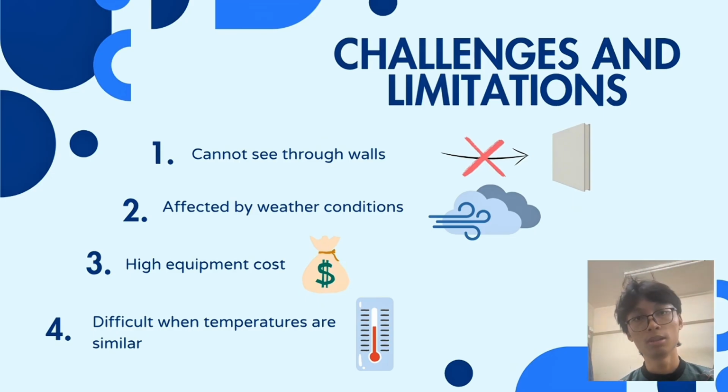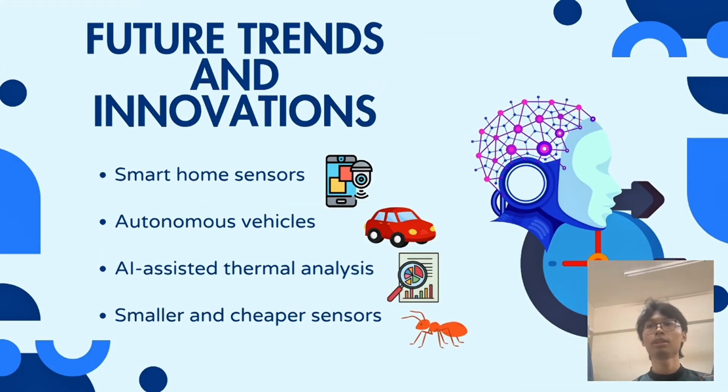Alright, now I will talk about infrared's innovation. The technology is very promising. One growing application is in smart homes, where infrared sensors can automatically control lighting, security systems, and energy usage by detecting human presence. For example, when we come into a room, the lights pop open.